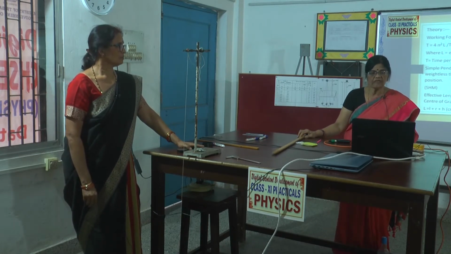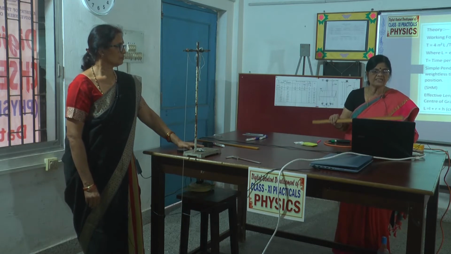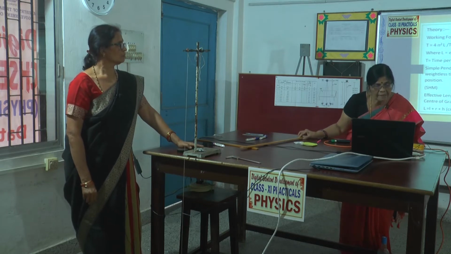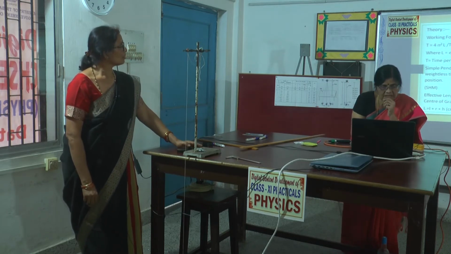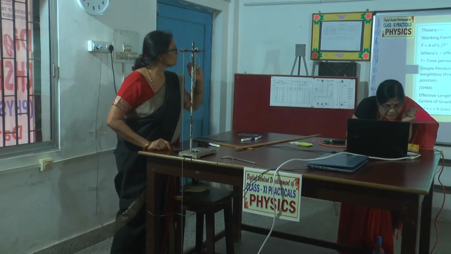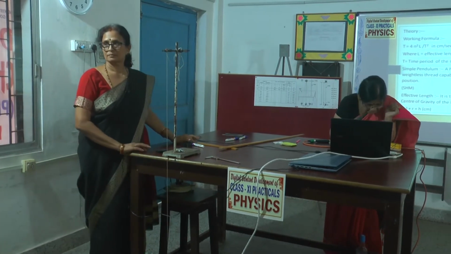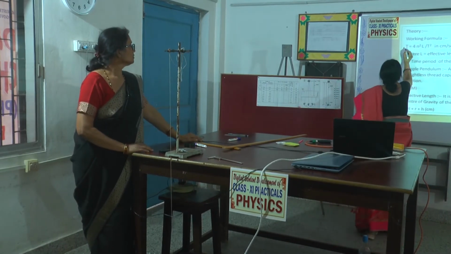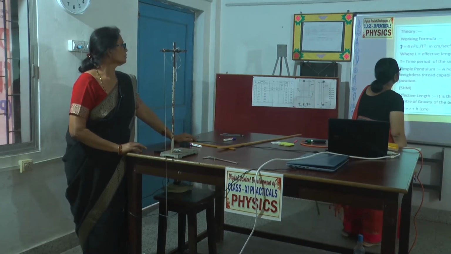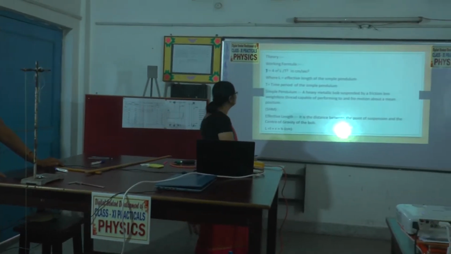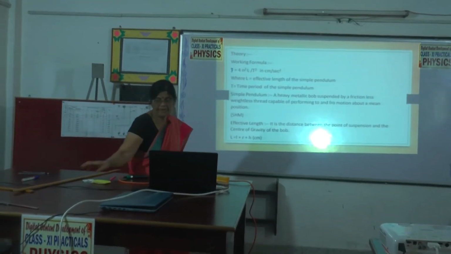And what is the working formula for the simple pendulum? g is equal to 4π²L by T², where L is the effective length of the pendulum and T is the time period of the simple pendulum.